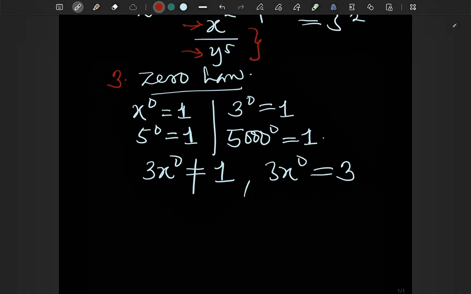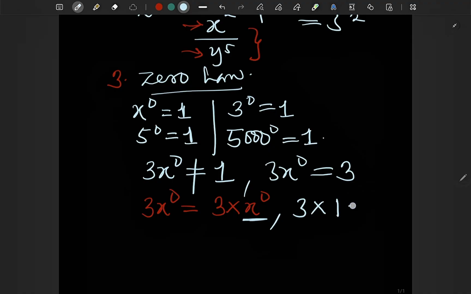Now I would like to let you know that 3x raised to power 0 is the same as 3 multiplied by x raised to power 0. So the raised to power 0 in question is for the x alone, not the 3. Therefore, this becomes 3 times x raised to power 0 is 1. 3 times 1 is equal to 3.